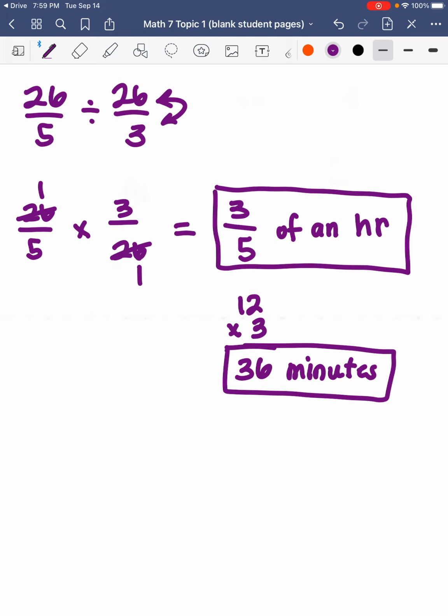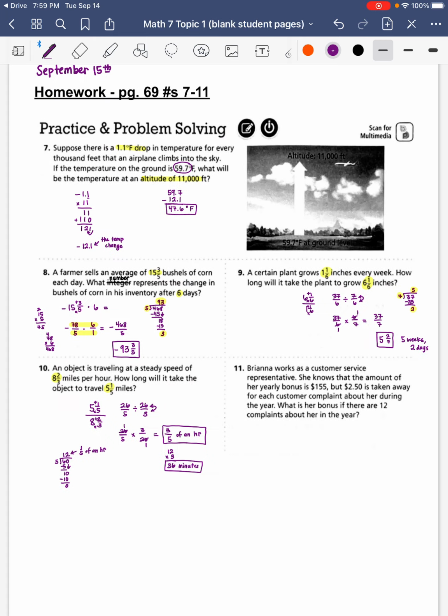So both of those answers would have been acceptable. Number 11, Brianna works as a customer service representative. She knows that the amount of her yearly bonus is $155, but $2.50 is taken away for each customer complaint about her during the year. What is her bonus if there are 12 complaints about her in the year?